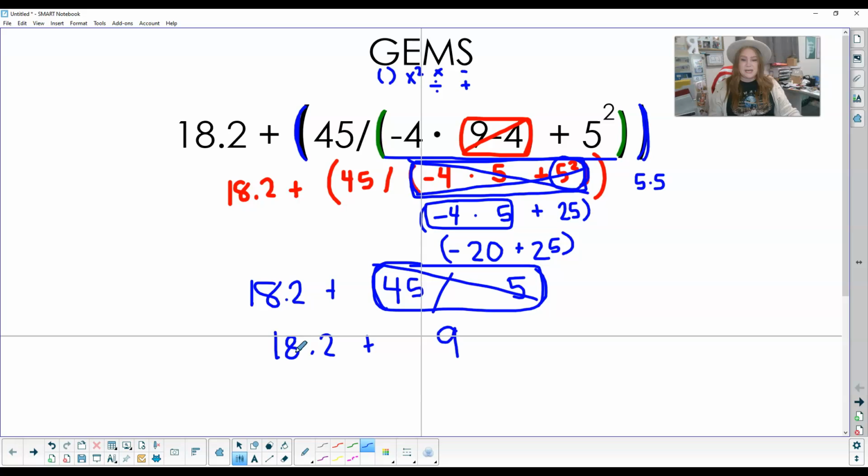18.2 plus 9 is 27.2. So there is my final answer. So find your matching parentheses. Start at the outside. Work your way in till you find the innermost one. Follow your order of operations.